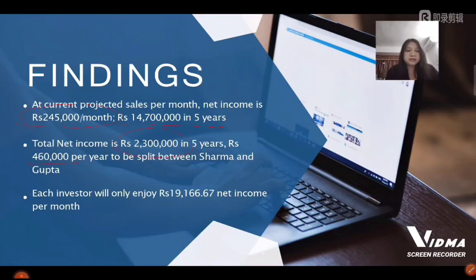So imagine that the net income per year is actually lower than the interest per year. Now, this is going to be split between Sharma and Gupta. If you do further calculations, each investor will only enjoy 19,166.67 rupees net income per month. So it is feasible as the CVP values indicate. However, it is not very profitable.